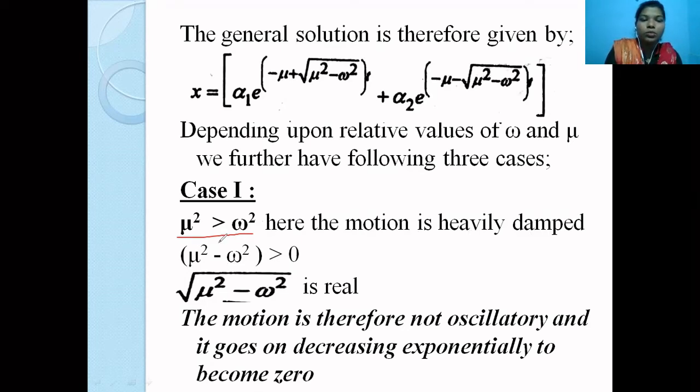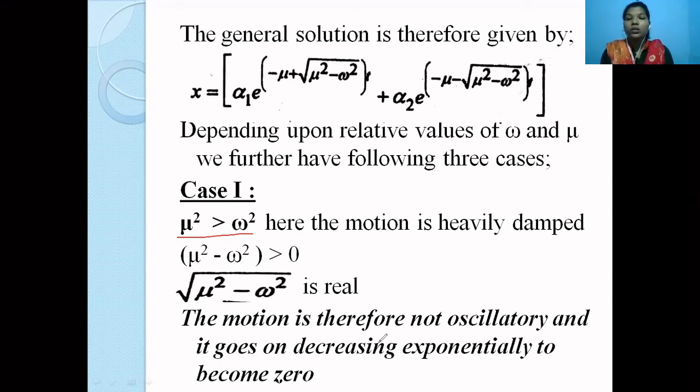I am going to get some real value because this value is going to be greater than 0, and mu square minus omega square is going to be real. The motion therefore will not be oscillatory, and it will go on decreasing exponentially. Because this value is going to be real, we have a negative sign for mu, and because of this situation, e raised to minus of mu plus some real value into t, it is for sure that the motion is not going to be oscillatory.